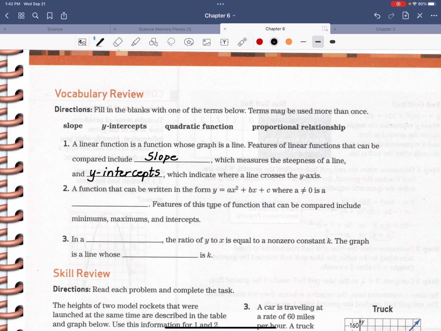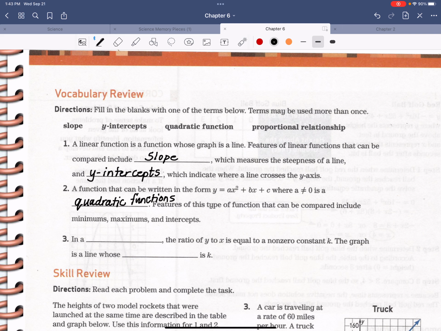Number 2, a function that can be written in the form y equals ax squared plus bx plus c, where a cannot be 0, is a quadratic function. Features of this type of function that can be compared include minimums, maximums, and intercepts.